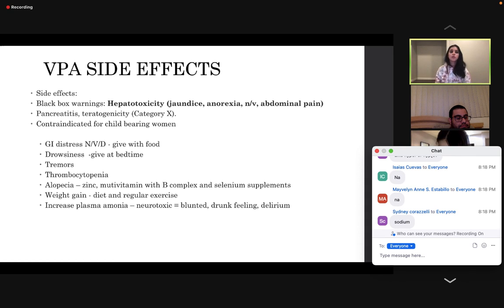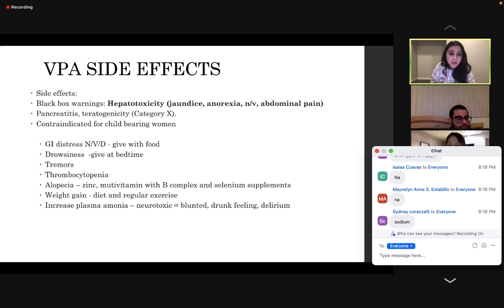Pancreatitis, teratogenicity. Okay, contraindicated for ladies who want to have babies. If you want to have children, contraindicated for you. This is something you've got to watch out for. Educate them, okay? Whenever you're reading your questions on the proctored, look at the age. There's always a reason why they're telling you the age of the patient. It correlates with your answer, okay? If the age is appropriate for childbearing women, then you know you can't give VPA, okay?